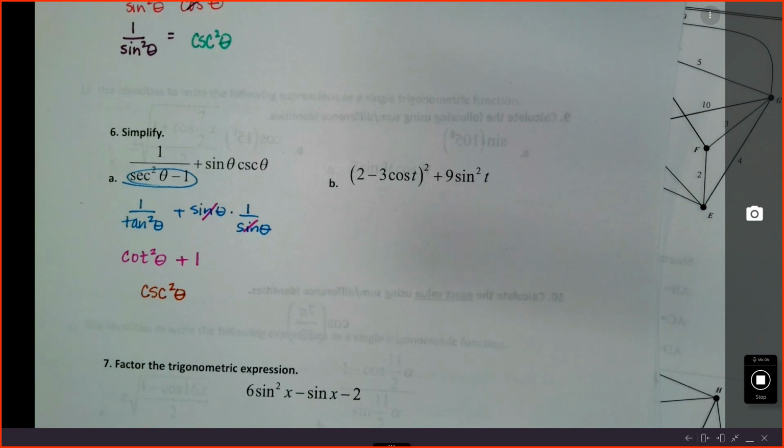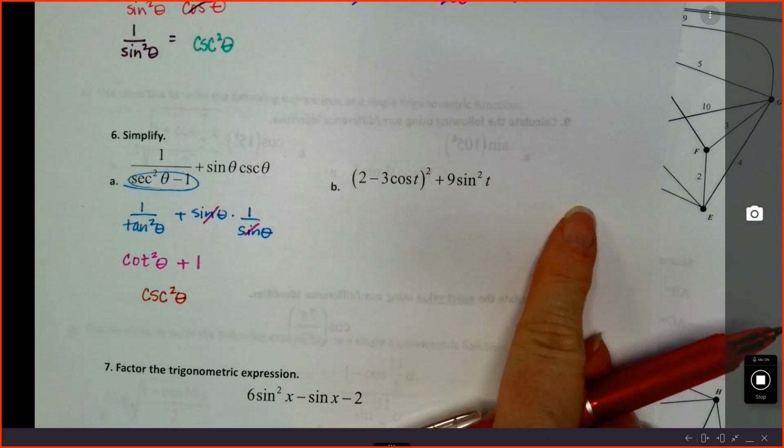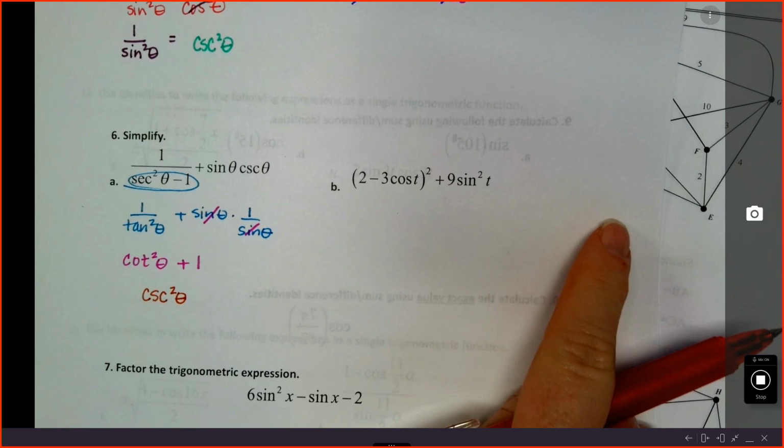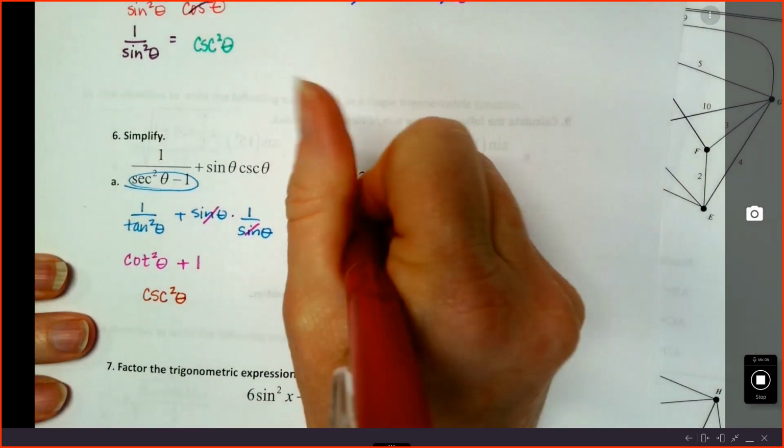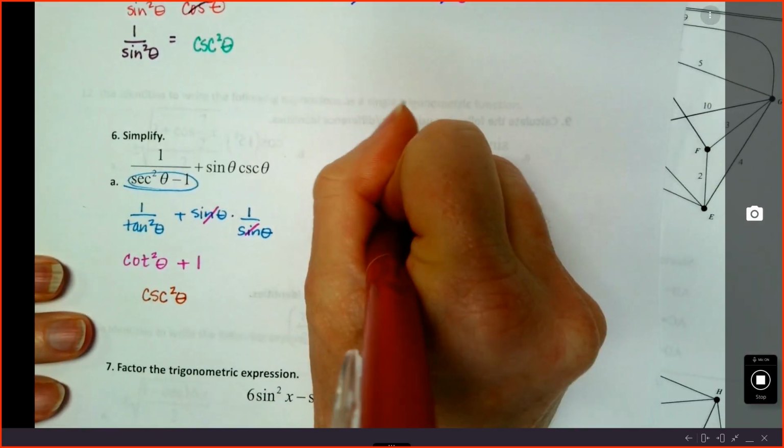All right, on B, what do you think I need to do on B? Get rid of the exponent. Yeah, how? Well, you can't square root it. If I had an equal sign, I could do that, square root both sides, but I can't. I'm just going to have to FOIL this out.